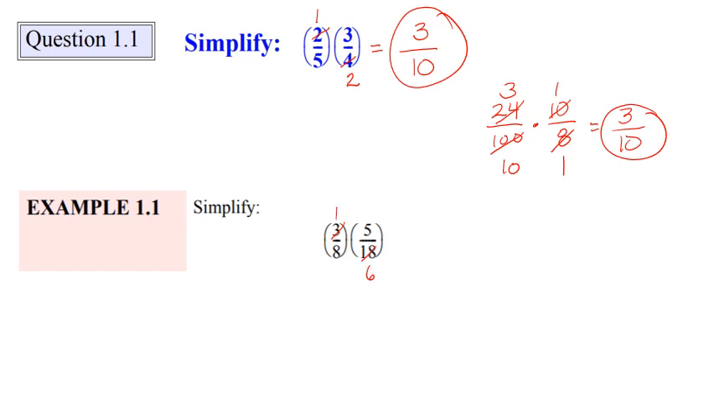And nothing reduces 5 and 8. Nothing reduces 1 and 8. Nothing reduces 5 and 6. Again, I'm checking all those directions that I was talking about before, diagonals and verticals. Now that I've reduced what I can, now multiply across. 1 times 5 is 5, and 8 times 6 is 48.